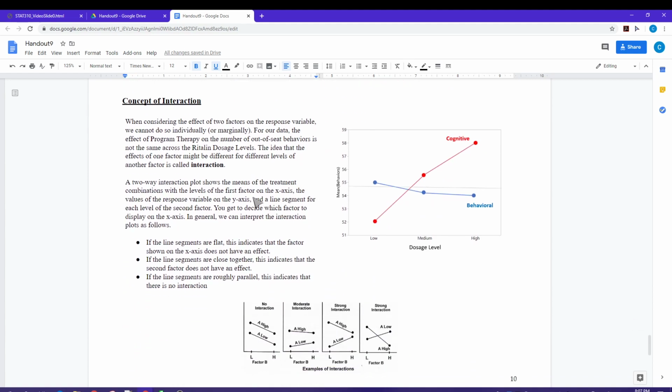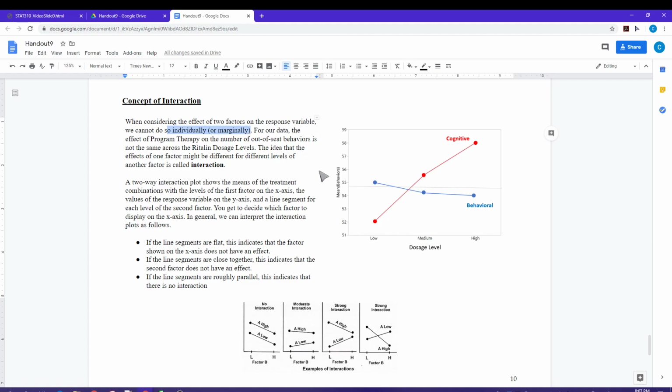All right, so just final thoughts on the concept of interaction. When considering the effect of two factors on the response variable, we cannot do so individually or marginally. That's a very dangerous thing to do. It's an incorrect thing to do if you have interaction present in your model.